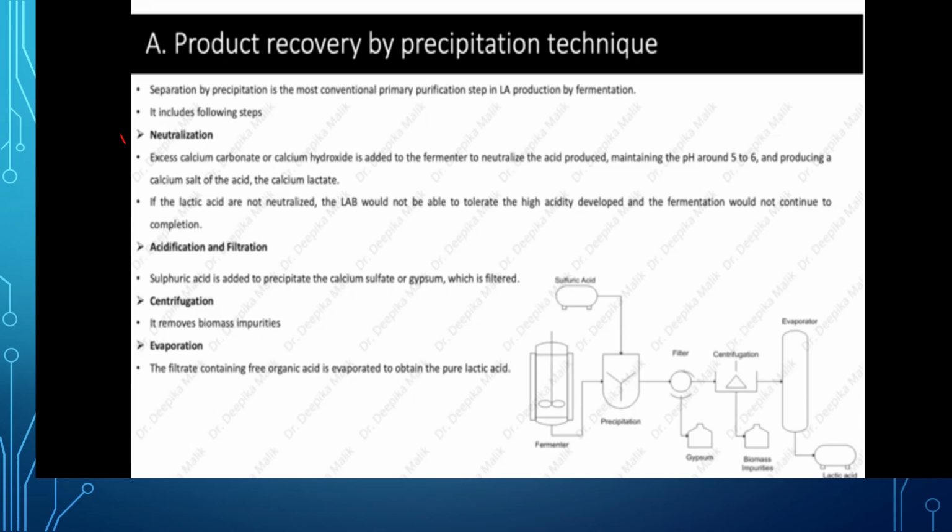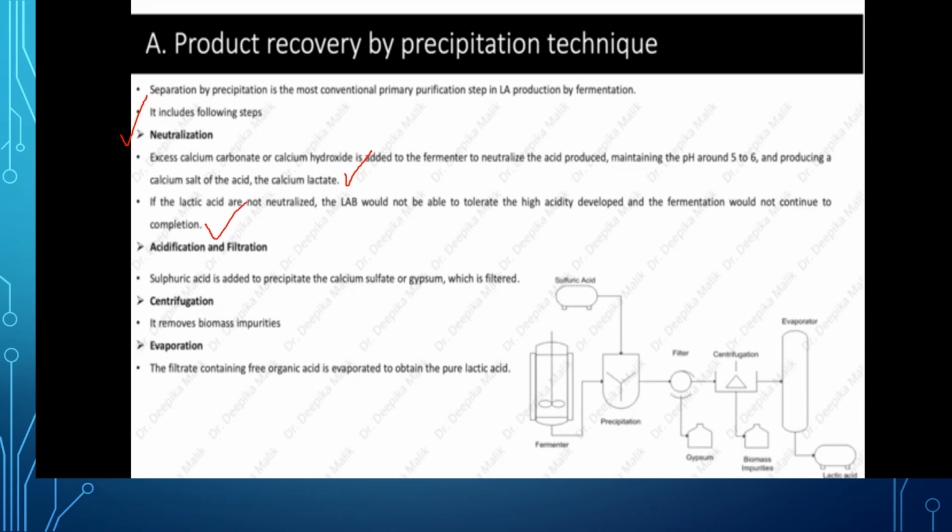The first one is neutralization. Excess calcium carbonate or calcium hydroxide is added to the fermenter to neutralize the acid produced, maintaining the pH around 5 to 6 and producing a calcium salt of the acid called calcium lactate. If the lactic acid is not neutralized, then LAB, meaning lactic acid bacteria, would not be able to tolerate the high acidity developed and the fermentation would not continue to completion.